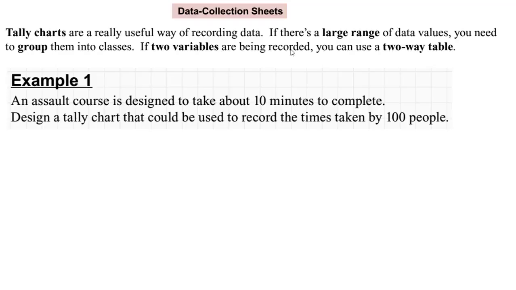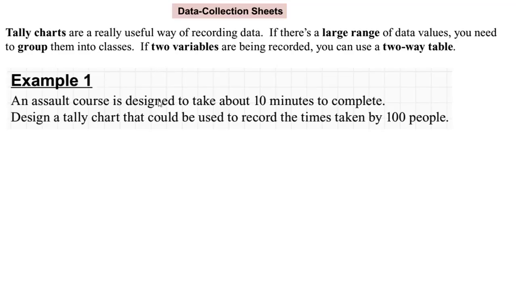If two variables are being recorded, you can always use a two-way table to record the data. To make sense of what I'm talking about, we're going to be looking at an example. You've got your answers in a questionnaire, and there are hundreds and hundreds of papers from different people. You want to start putting together that information into a sheet that you can then start analyzing. So let's look at example one.